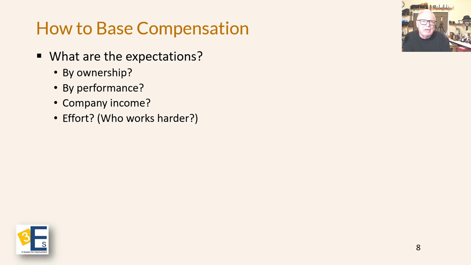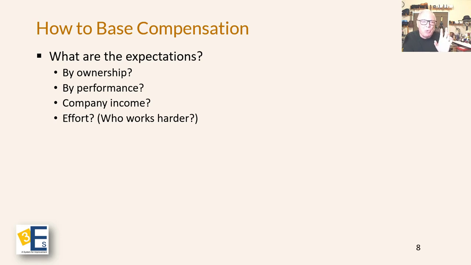How do we base the compensation? Well, expectations are always key to avoiding conflict. We want to talk about the expectations. You can distribute by ownership. You can distribute by performance, by company income. As I said before, there's all kinds of combinations that can be worked. We can distribute by effort. We can build incentives in. These things have to be discussed.